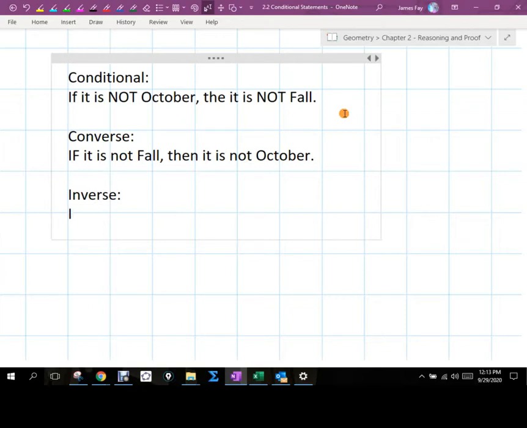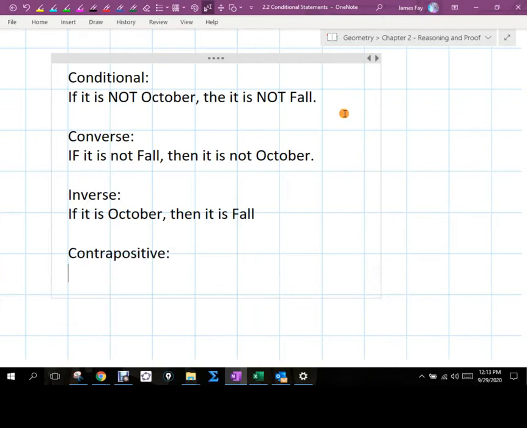Remember, the inverse of the original: there's already a "not" there. What do I get when I negate a not? I write "not October." Well, what does "not" mean? It is October. So if it is October, then it is fall. That might be much easier to answer. And then the contrapositive would be negating the first one, negating the conditional, and flipping it. So I'm going to write: if it is fall, then it is October.